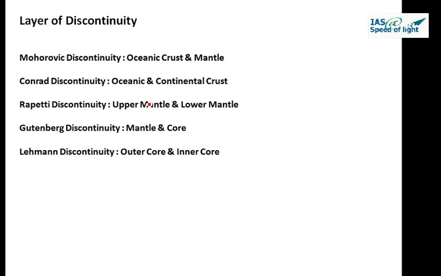Now there are certain layers of discontinuities in the interior of the Earth. The first one is the Mohorovicic discontinuity, which is between the oceanic crust and mantle. Then we have the Conrad discontinuity, which is between the oceanic and the continental crust. Then we have the Repiti discontinuity, which is between the upper mantle and the lower mantle. Then we have the Gutenberg discontinuity, which is between mantle and core. Then we have the Lehmann discontinuity between the outer core and inner core. So this is something which is difficult to remember, and there is no logical connection to this. So again, we will use the power of memory.